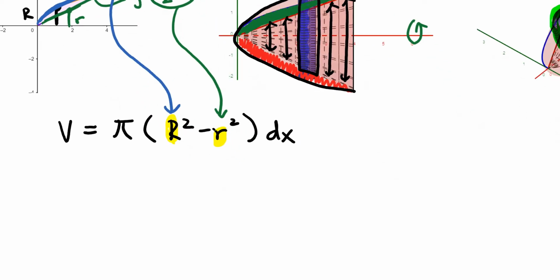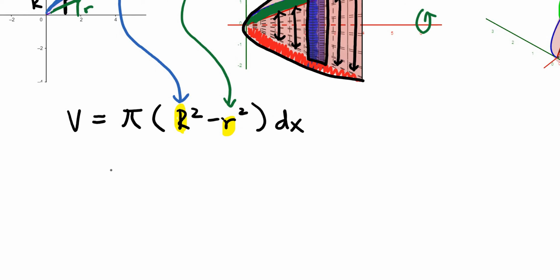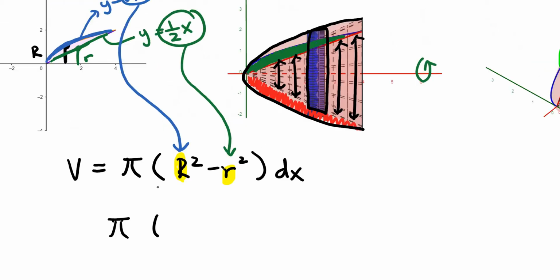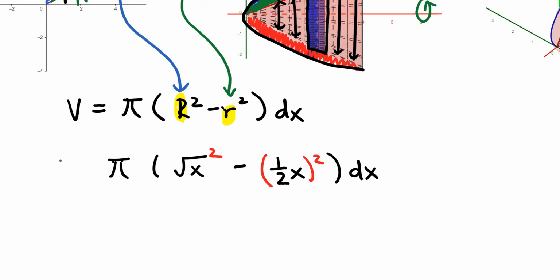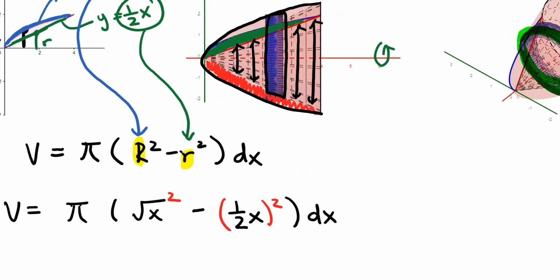Okay, so let's go ahead and plug those expressions into our equation here. So that's going to be pi times, once again, my upper function is root x, so it's going to be root x minus 1/2 x, and all that's being squared. So that's the volume for one of the washers.